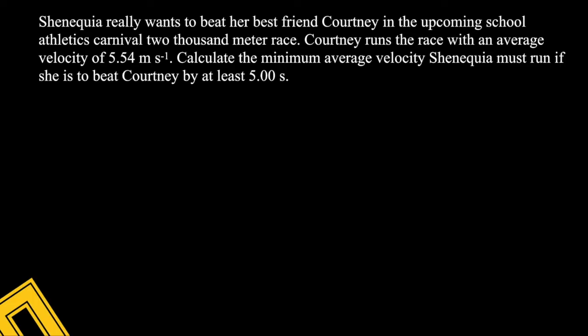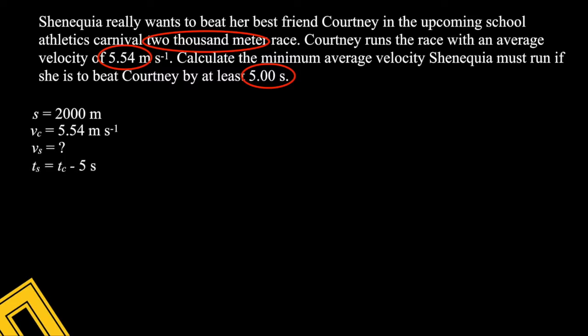Shaniqua really wants to beat her best friend Courtney in the upcoming School Athletics Carnival 2,000 metre race. Courtney runs the race with an average velocity of 5.5 metres per second. Calculate the minimum average velocity Shaniqua must run if she is to beat Courtney by at least 5 seconds.